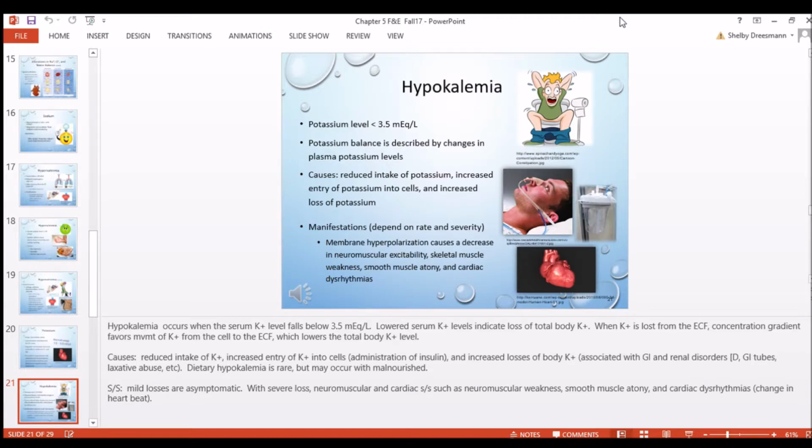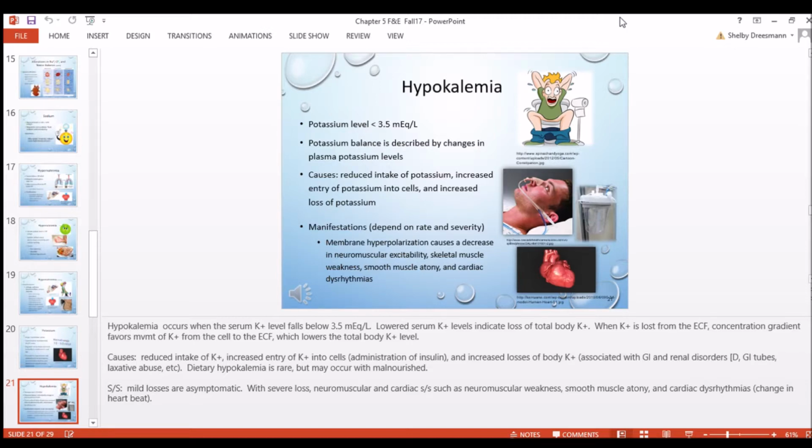Signs and symptoms. Losses are usually asymptomatic if mild, but severe loss can cause neuromuscular weakness, atony of muscle, and cardiac dysrhythmias. So focus on this. It's below 3.5.